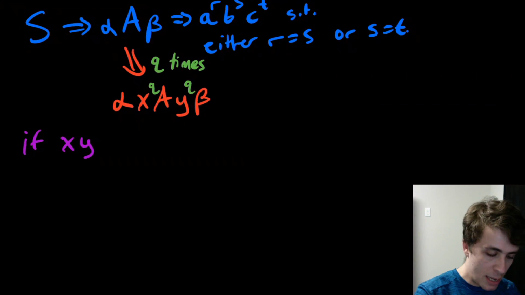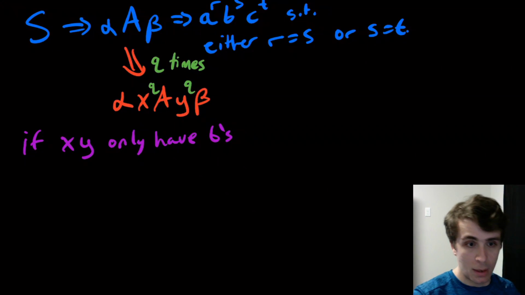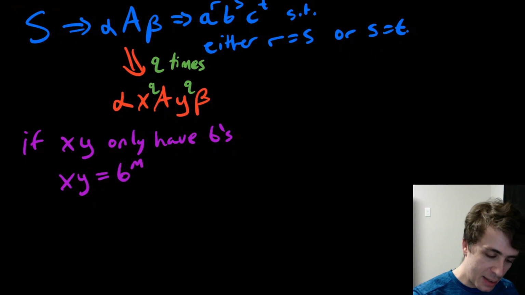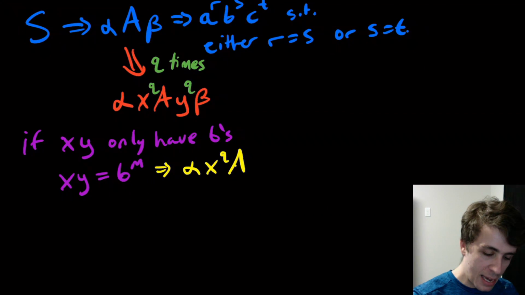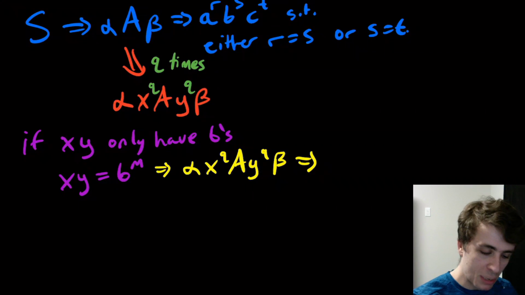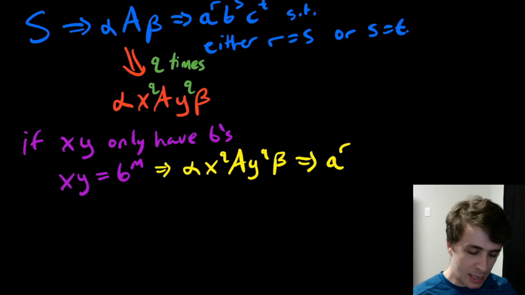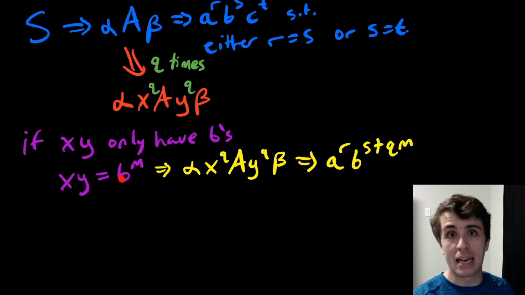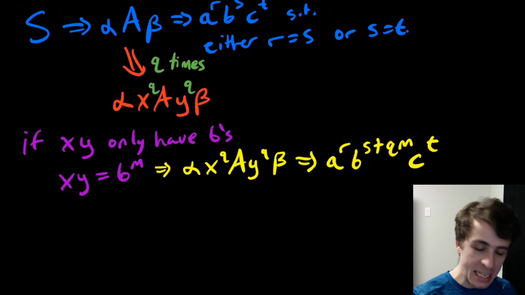If X and Y only have B's, then let's say that XY is equal to B to the M for some integer M. Then alpha X to the Q A Y to the Q beta, if we apply the same rules that we got from here to get to here, we're going to get A to the R, because we never got any more A's since X and Y only have B's in them. Then we get B to the S, because we had S B's from applying the same rules here, plus Q times M, because we have Q applications of getting M B's every single time. And then we still have the T C's at the end.